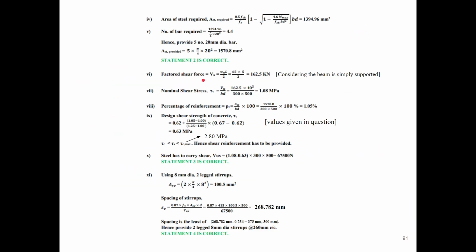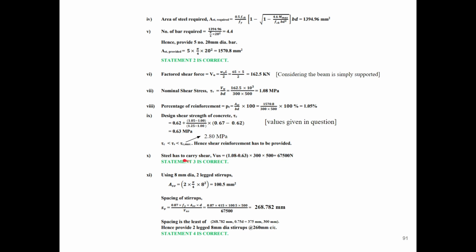So factored shear force Vu will be how much? wu L by 2. Considering it is simply supported, it will be 162.5 because we are going for the maximum, right? That's why. So nominal shear stress tau v will be Vu by bd, which is 1.08 megapascal. So Pt value is 1.05%, and based on that the tau c value is 0.63, so it is less than tau v, and it is less than tau c max, which is 2.8. So we have to design for shear. Shear reinforcement has to be provided.